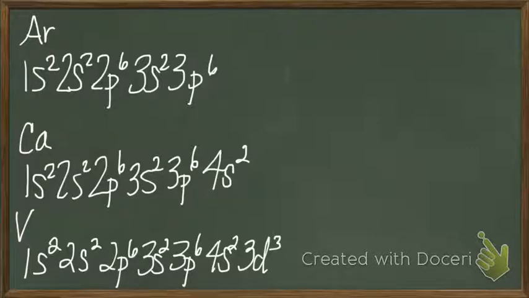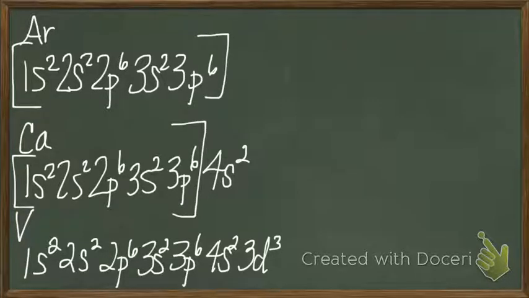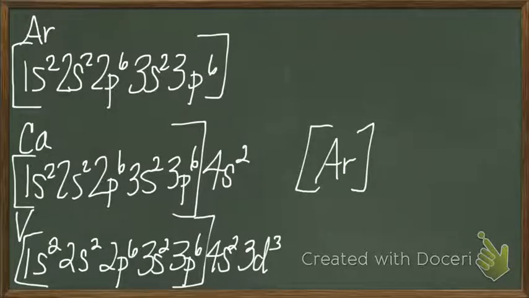Now, here's why you get to do noble gas notation. Look at the configuration for argon. It happens to also be the configuration within calcium and also the configuration within vanadium. So we can use that as a shortcut because anything that comes after argon has that configuration in it. So we could actually say argon in brackets, has to be in brackets, 4s2 as a shortcut way to write the configuration for calcium, which is a much nicer way to write it, right? Takes less time.